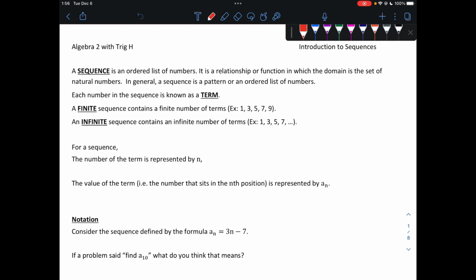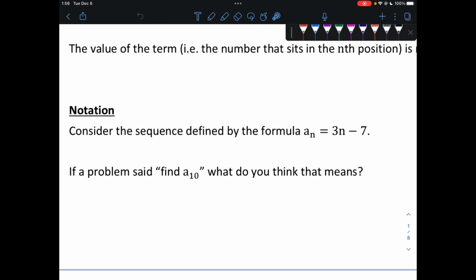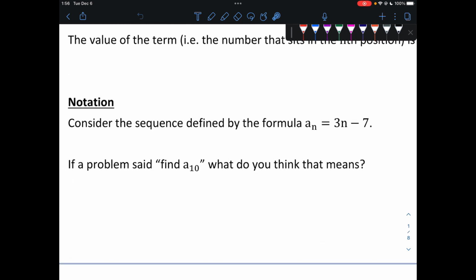For a sequence, the number of the term is represented by some number n. The value of that term we'd say is a sub n. That's how we would say that, a sub n. So down here, consider the sequence defined by this formula. What does a sub 10 mean? It means to find the 10th term in the sequence.